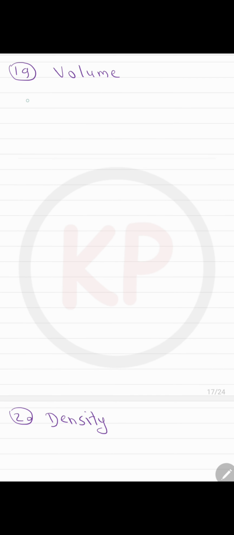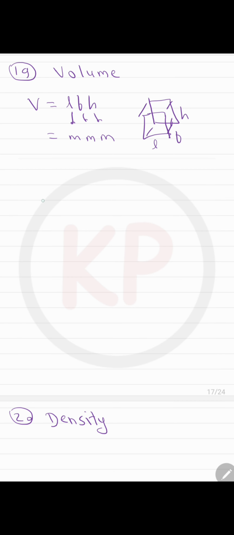Next is volume. Imagine this is a cube, we can say volume is L B H, length into breadth into height. Length is measured in meters, breadth also in meters, height also in meters. So volume becomes meter cube. Its dimensional formula will be L3.